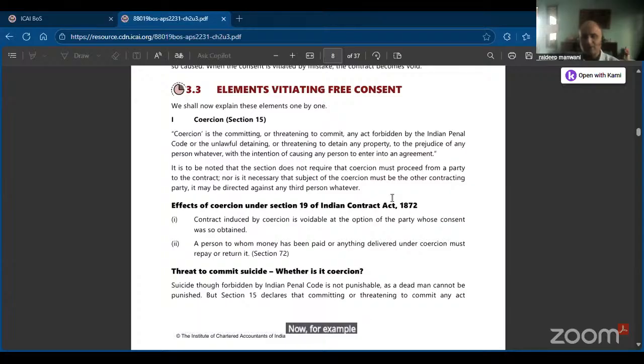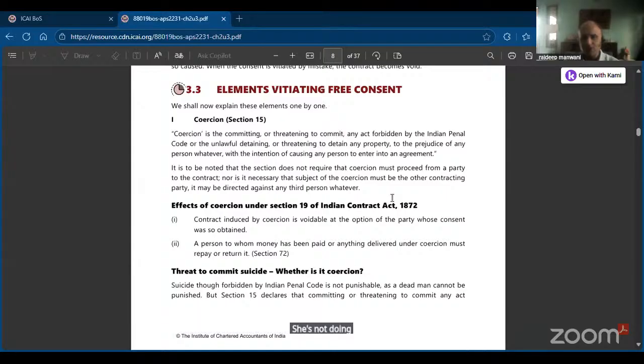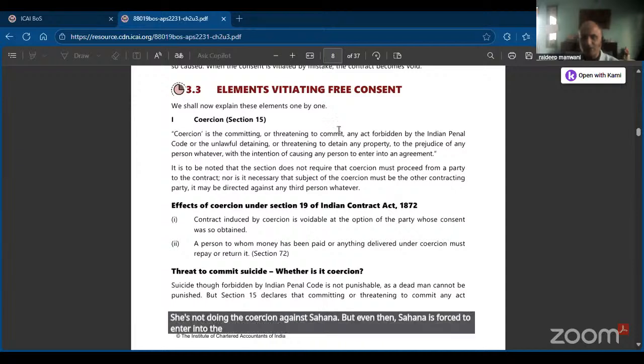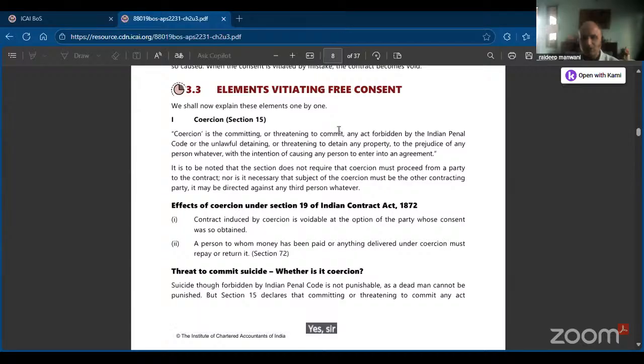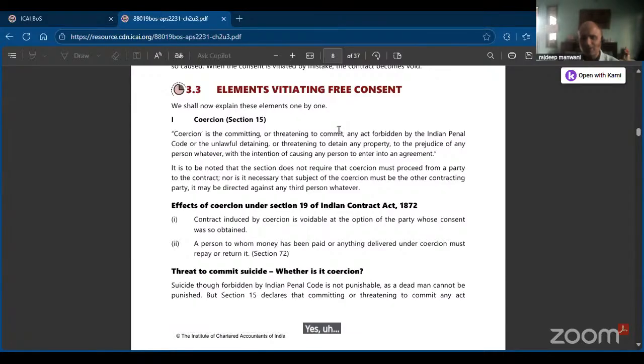For example, Ganavi can put a knife on Sahana's mother and say, if you don't sell me the gold pen, I'll hit your mother or I'll kill your mother. She is not doing the coercion against Sahana. But even then, Sahana is forced to enter into the contract. Have you seen in those old movies? That villain will capture the hero's mother and say, if you don't sign these documents, I will kill your mother. And the mother will be crying, "Don't sign the document, beta. Sign it. Let them kill me." That mother is a fool. She should say, sign the document. Afterwards, you can avoid the contract.